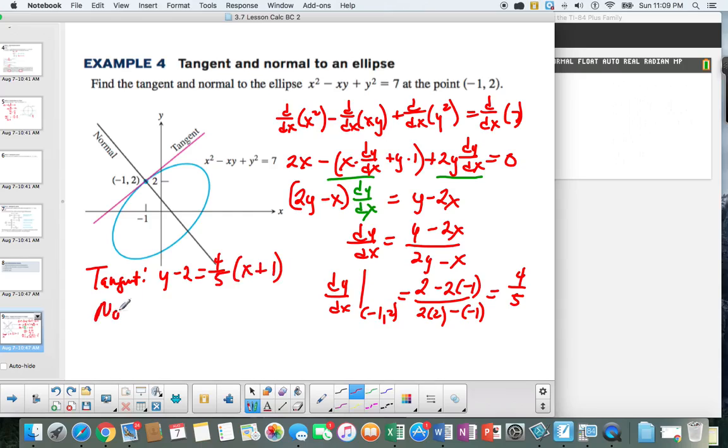Now the normal will be perpendicular at the same point. So this will be y minus 2, and perpendicular requires the opposite reciprocal.